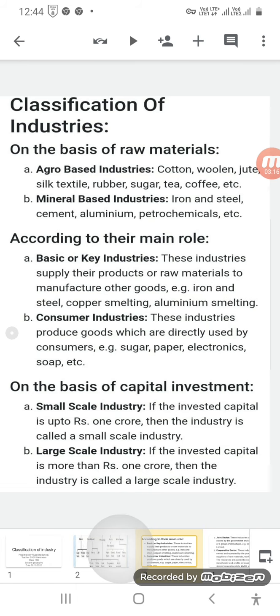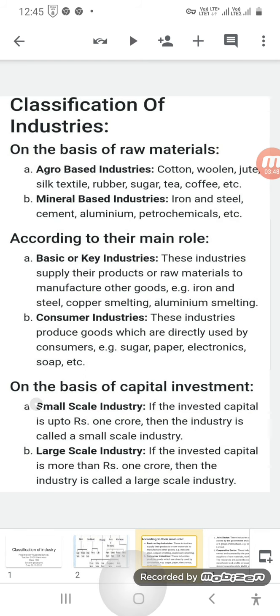And then we have consumer industries. These industries produce goods which are directly used by the consumers. Nothing is in between. The consumers directly use the things manufactured in these industries. In consumer industries, like we manufacture sugar in sugar industries, we manufacture paper, electronics, soap, etc. These are all consumer industries.